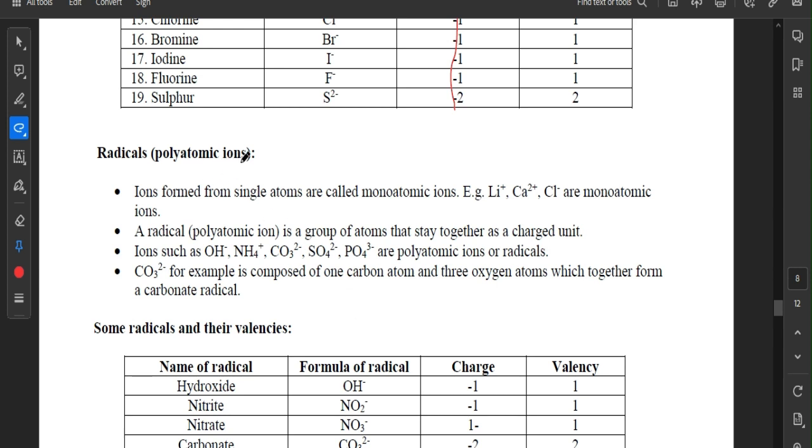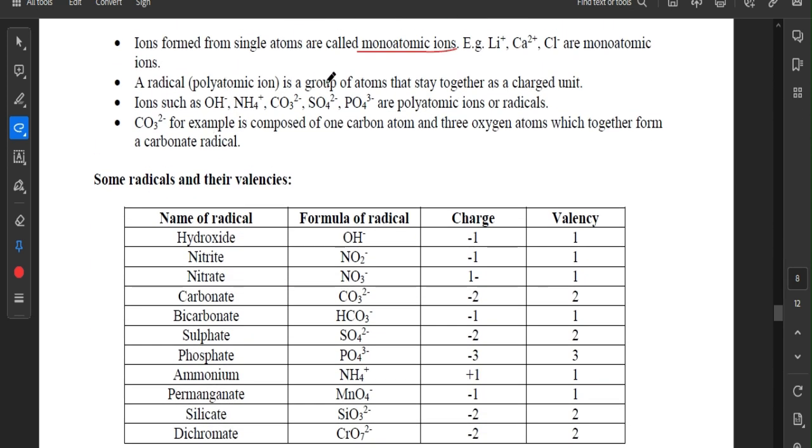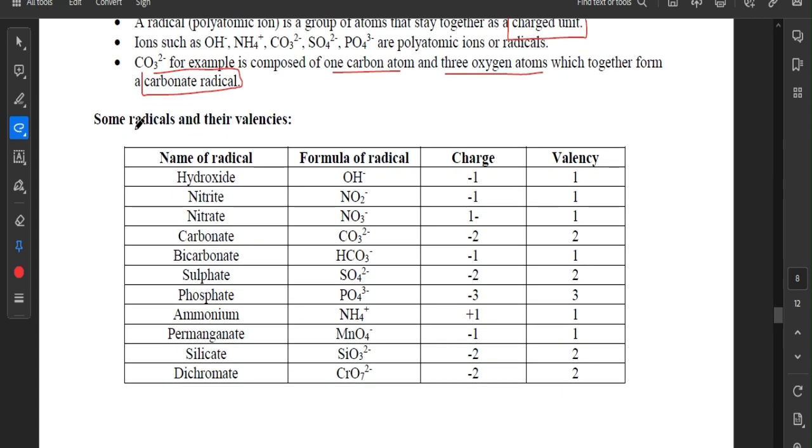Radicals are polyatomic ions. Ions formed from single atoms are called monoatomic. Mono means one, poly means many. Examples: Li+, Ca2+, Cl- are monoatomic ions. A radical, or polyatomic ion, is a group of atoms that stay together as a charged unit. Ions such as OH-, NH4+, CO3 2-, SO4 2-, PO4 3- are polyatomic ions or radicals. CO3 2-, for example, is composed of one carbon atom and three oxygen atoms, which together form a carbonate radical. So these are some radicals and their valencies.